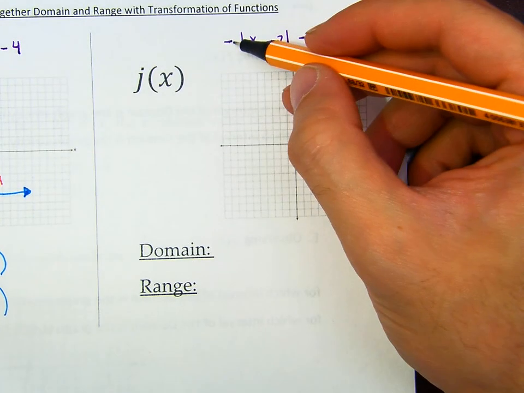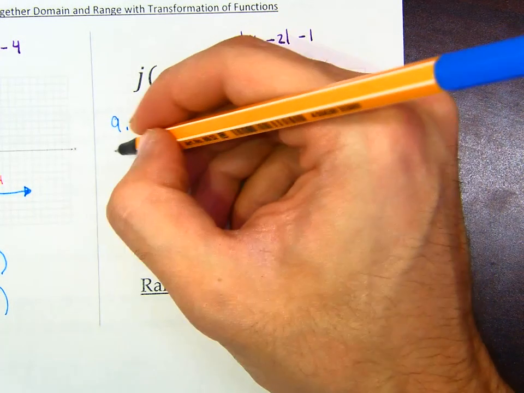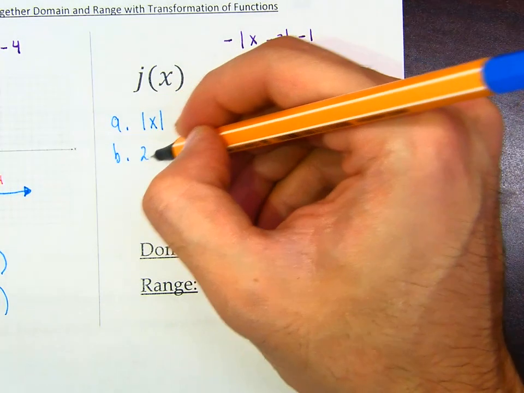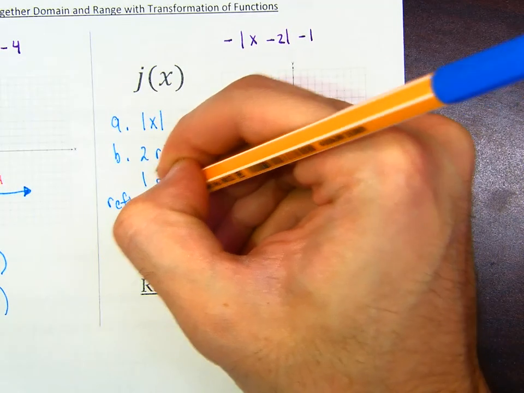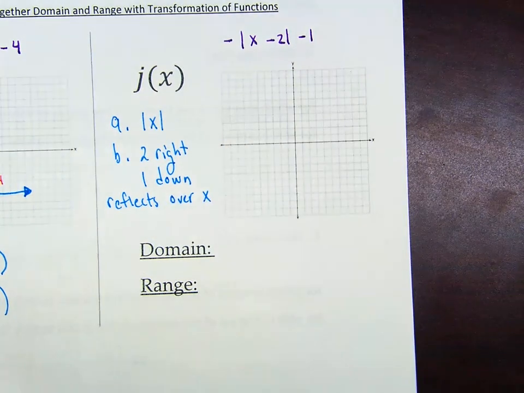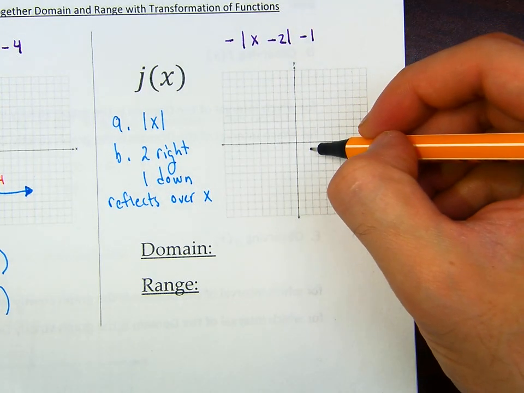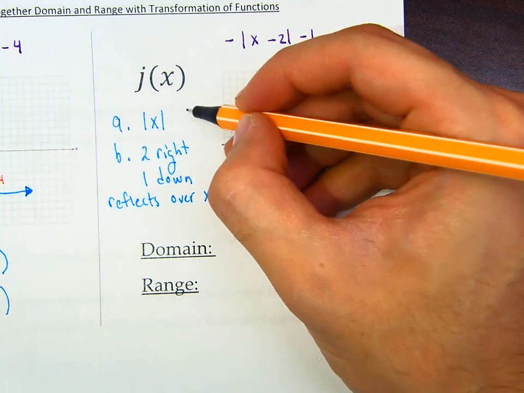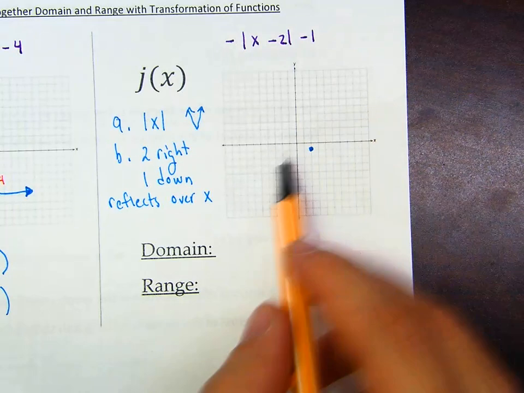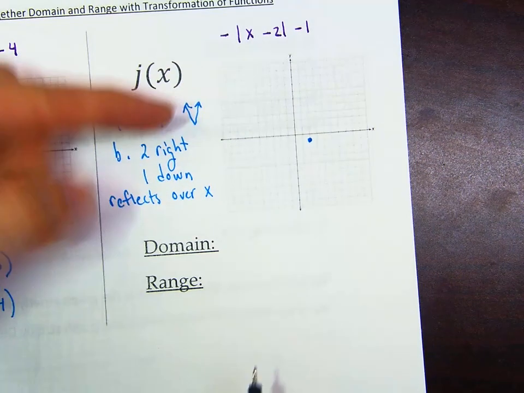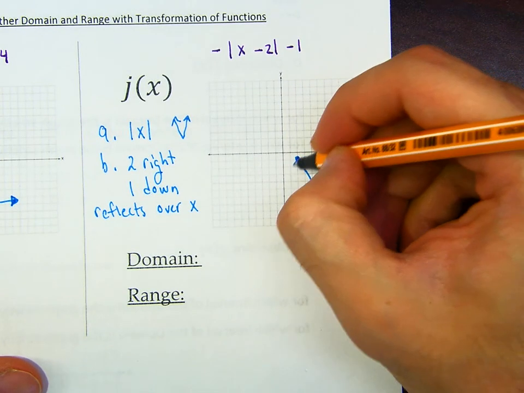Here, negative absolute value of (x − 2) minus 1. So here, what's the original function? It's absolute value of x. How is it being transformed? It's 2 right, 1 down, and reflects over x. Okay? And then how does that go? So let's see. 1, 2, 1, and then here, the absolute value of x looks like this, right? So if it looks like this and we're going to reflect it over the x-axis, we just have to take this and flip it down. So here, it'll just look like that.